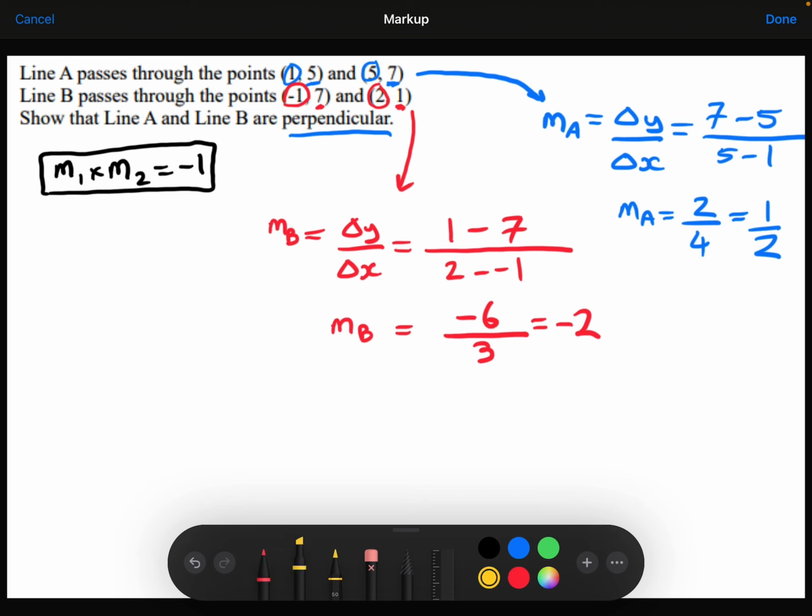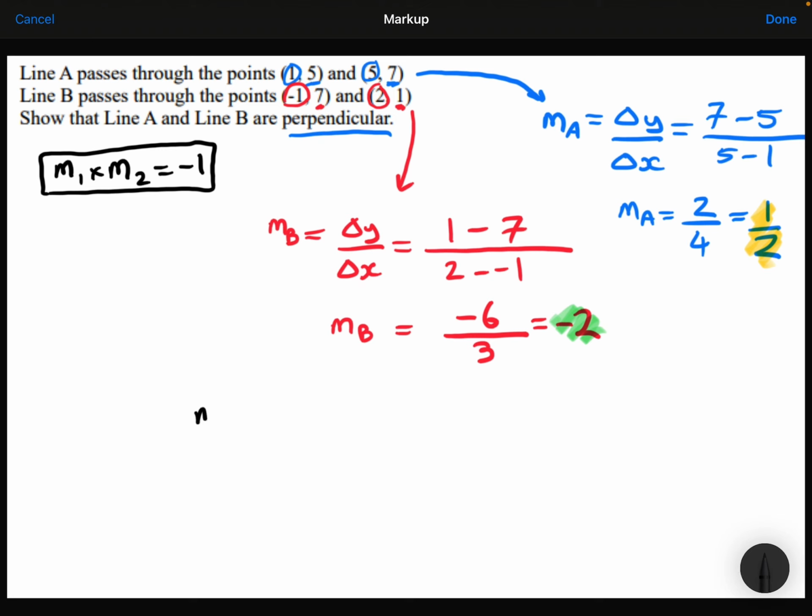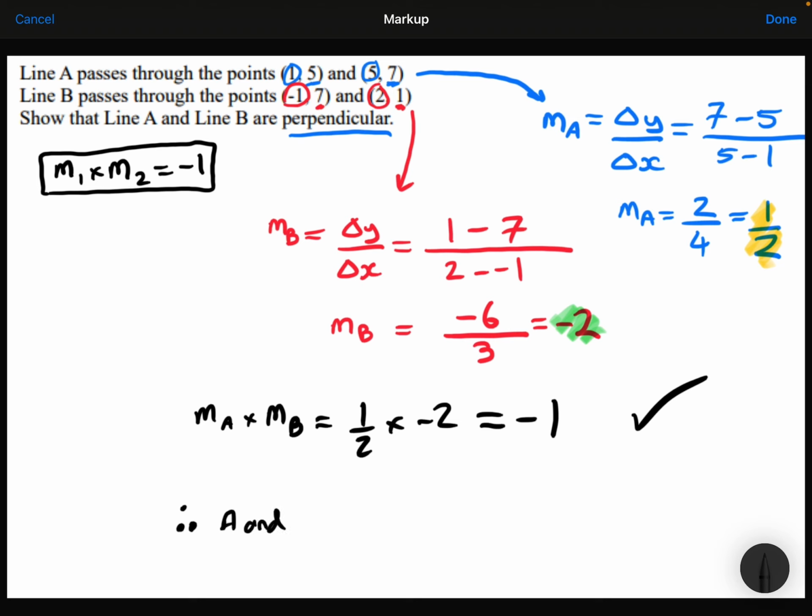So we have the gradient of line A, we have the gradient of line B. Let's now multiply those together and see if we get -1. So MA times MB equals 1/2 times -2, which does equal -1, like we wanted, and we can then say, therefore, A and B are perpendicular.